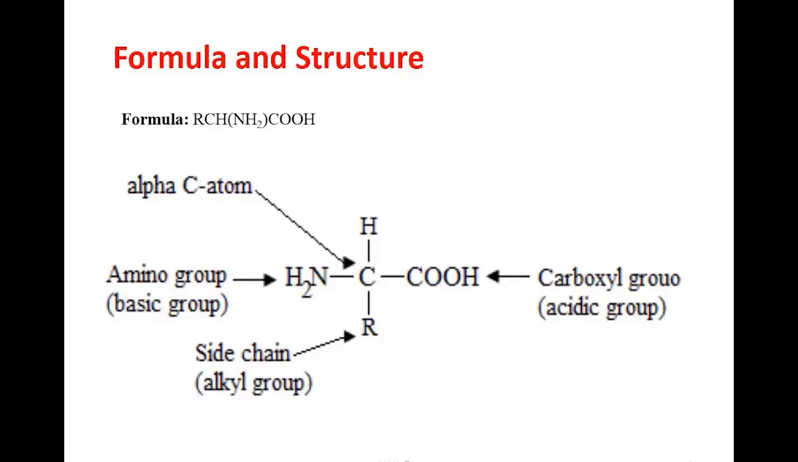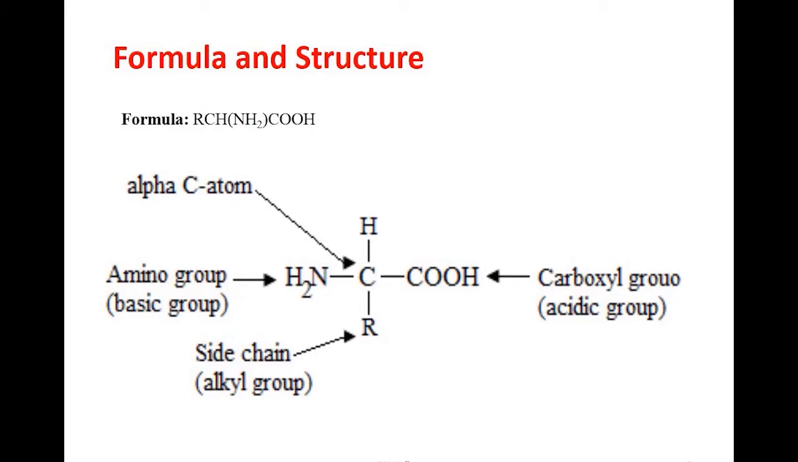Let's just look at the formula and structure. The general formula is RCH(NH2)COOH. If you see this formula, we can see that there is an R group which is alkyl, then we have carbon bonded with hydrogen, then this carbon again bonds with NH2 and next COOH. So here we have the amino group, acid group, and alkyl group with carbon. This is the overall structure, the general structure of amino acid.